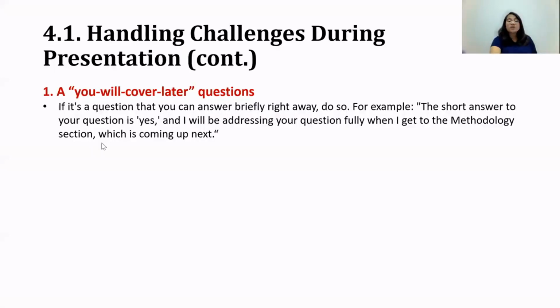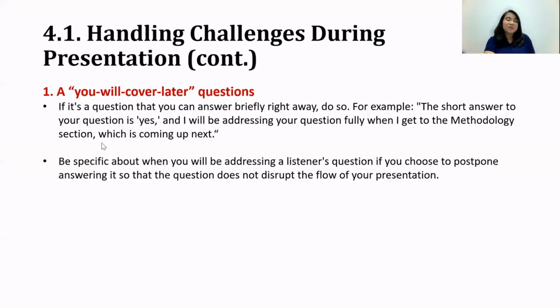If it's a question that you can answer briefly right away, do so. For example, the short answer to your question is yes, and I will be addressing your question fully when I get to the methodology section, which is coming up next. So it's okay for a question to be covered later and not on the spot or at the time when the question is asked. Be specific about when you will be addressing a listener's question if you choose to postpone answering it, so that the question does not disrupt the flow of your presentation.